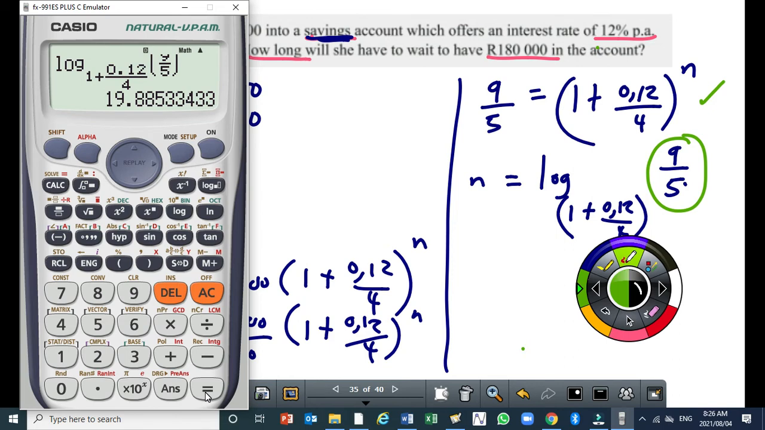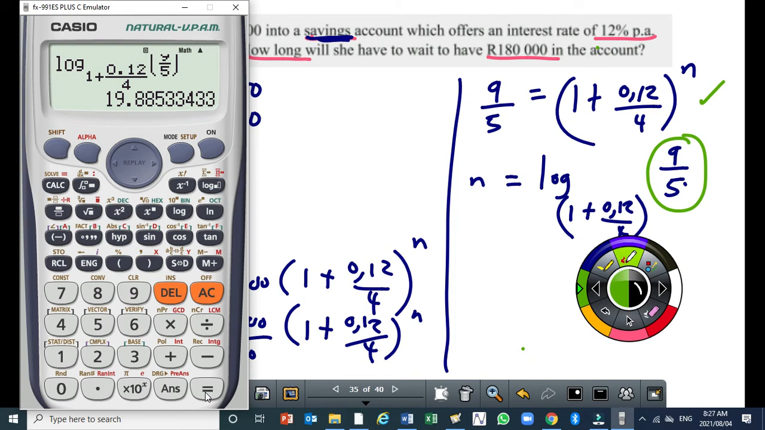Okay. Why are you scared of working with it as a common fraction? Because your calculator can accommodate a common fraction. There is no need to convert it to a decimal. Your calculator has got the fraction option. Use it. Because if you convert to a decimal, sometimes you might end up being forced to round it off, and that can exaggerate your final answer. So work with it as a common fraction.